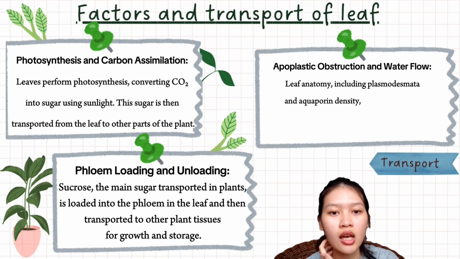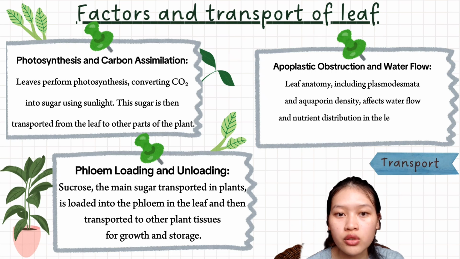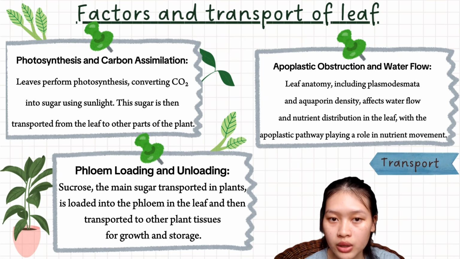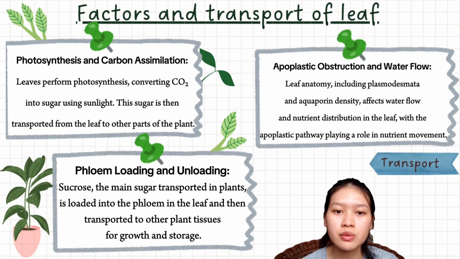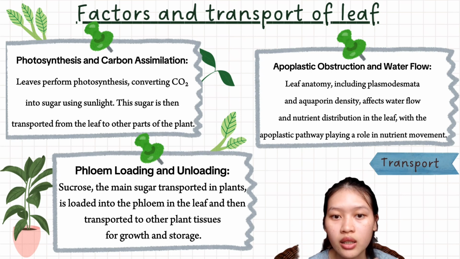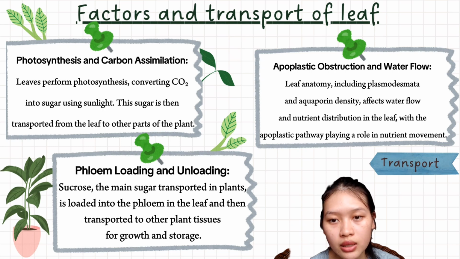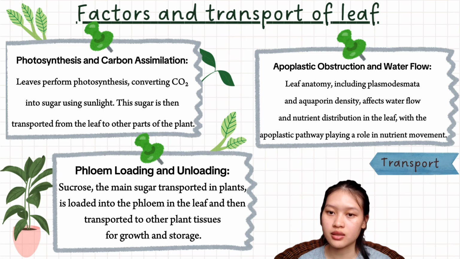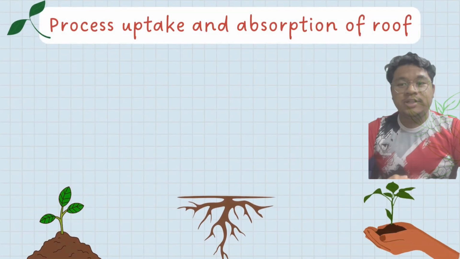The last is apoplastic obstruction and water flow. Leaf anatomy, including plasmodesmata and aquaporin, restricts effective water flow and nutrient distribution in the leaf, with the apoplastic pathway playing a role in the nutrient movement. Next, I will talk about roots.